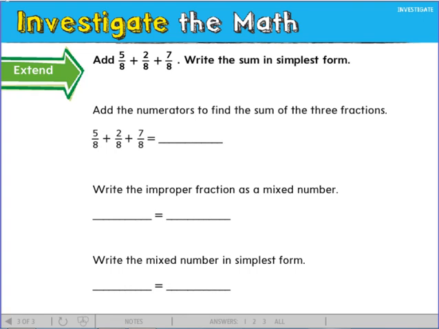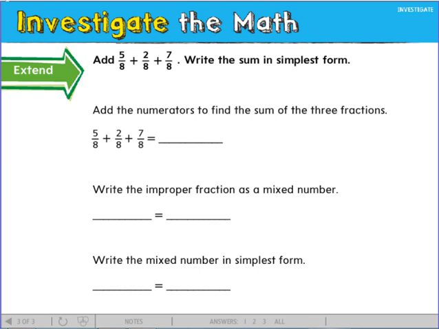So now we're going to add a step to it. Not really. We're going to add another fraction. Yay! So let's follow along on our whiteboards. We're going to add 5/8 plus 2/8 plus 7/8.